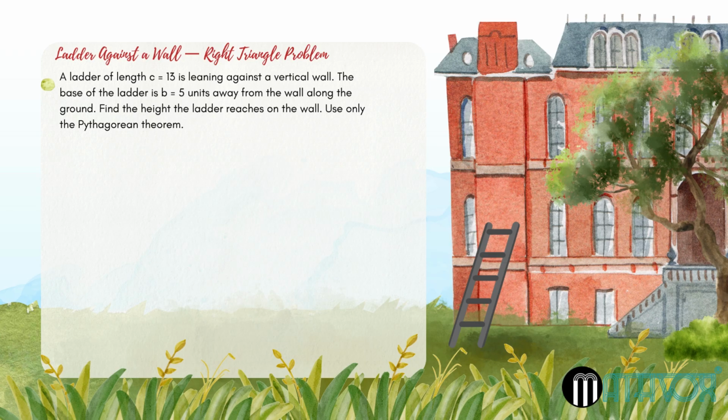Ladder against a wall. Right triangle problem. A ladder of length c equals 13 is leaning against a vertical wall. The base of the ladder is b equals 5 units away from the wall along the ground. Find the height the ladder reaches on the wall. Use only the Pythagorean theorem.